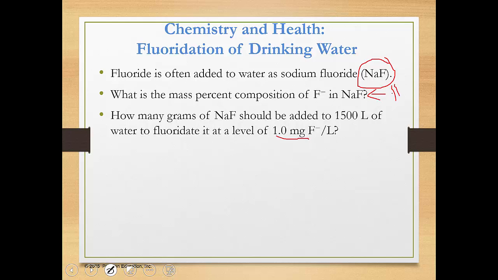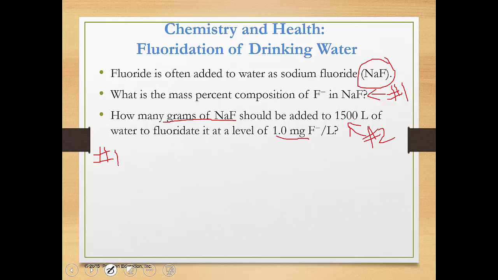There's question number 1. And then question number 2 is, based on that mass percent and the fact that we need, again, let's go for the lower level, 1 milligram of fluoride per liter of water, okay, then let's say we have 1,500 liters, so we've got a large water supply here. How many grams of this sodium fluoride are we going to need in order to fluoridate that water to the level that we want? Okay, now this is a fairly intense, complex problem. The first one, number 1, okay, this is problem number 2 here. Problem number 1 is pretty straightforward.